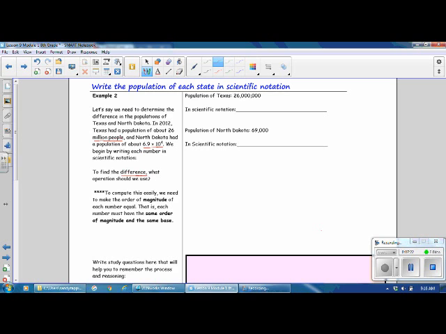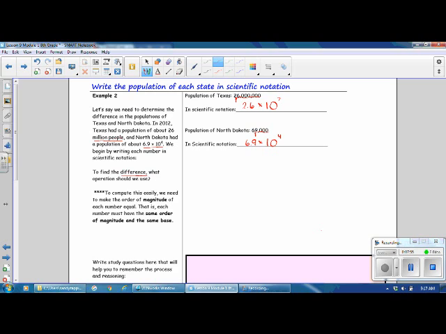In scientific notation, we need our decimal to be after the leading digit, so that will be 2.6 times 10 to the. This is a very large number, so our exponent will be positive. So we need to move it 1, 2, 3, 4, 5, 6, 7 places. So there's our scientific notation for 26 million. North Dakota, our decimal will need to go after the leading digit, so that's going to be 6.9 times 10 to the 1, 2, 3, 4, 4th power.